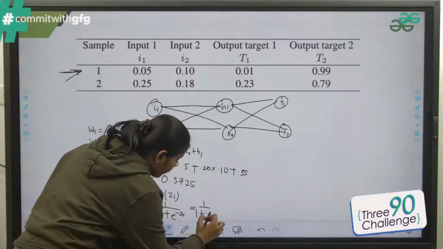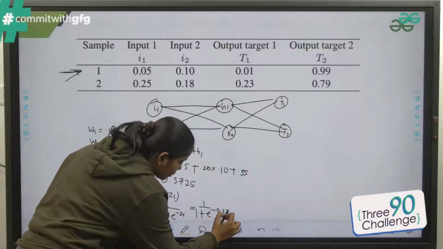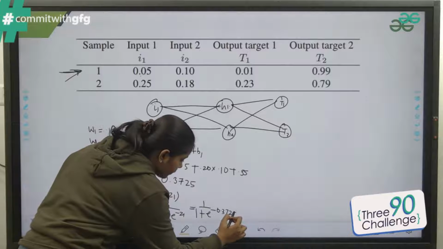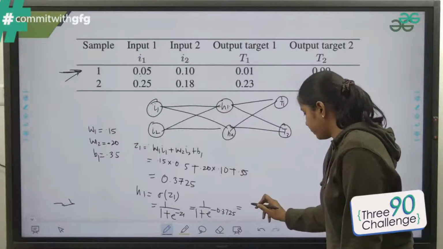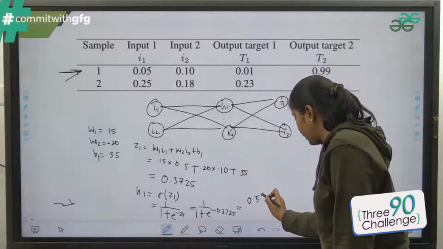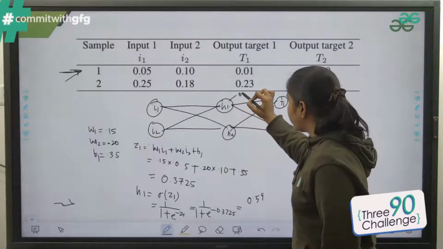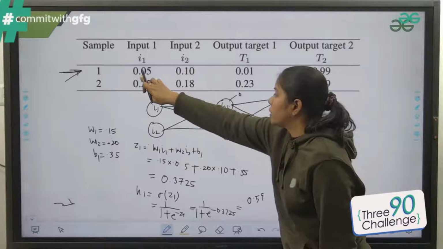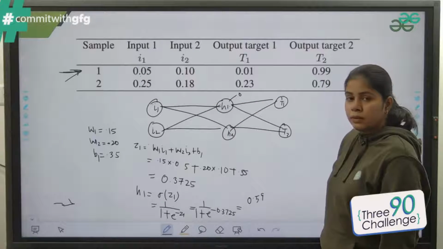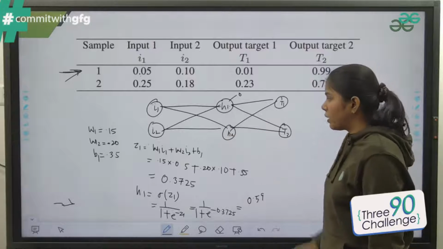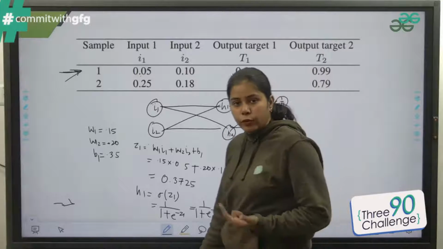That means 1 upon 1 plus e to the power minus 0.3725. So if you solve this, you will get 0.59. So you get the H1 value as 0.59 for this first sample. Similarly, you can find out the value for the second sample, and similarly you can find the value for H2 by deciding W1 and W2.